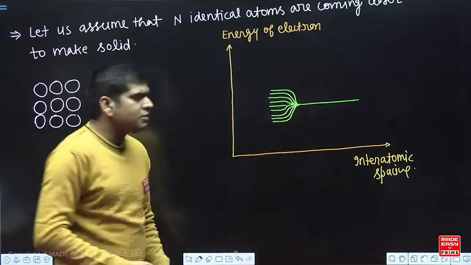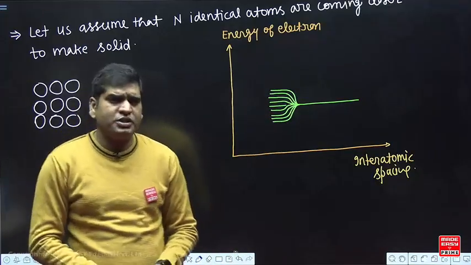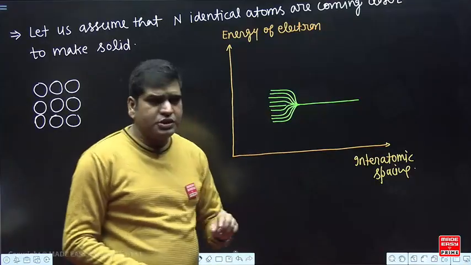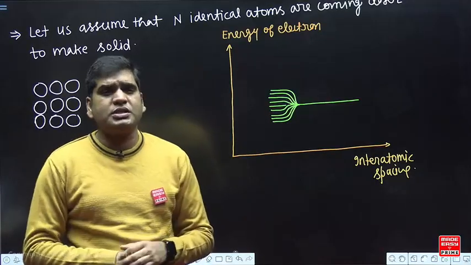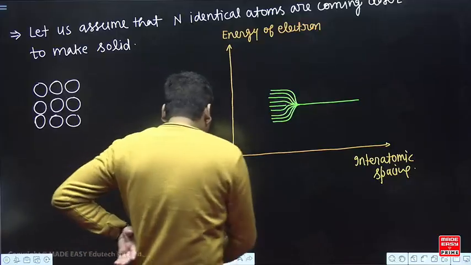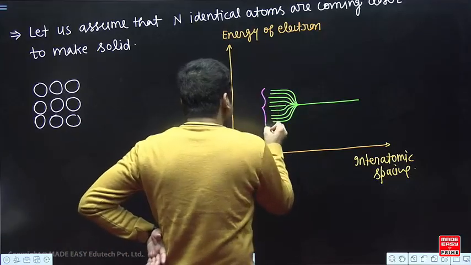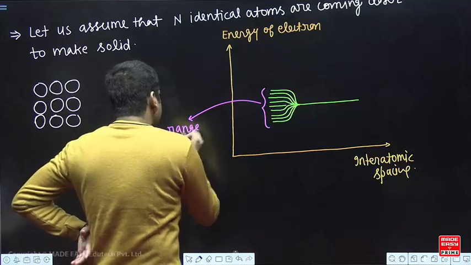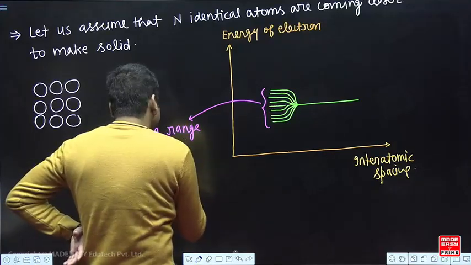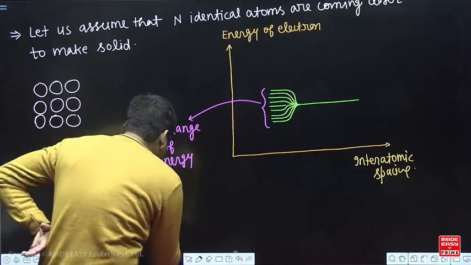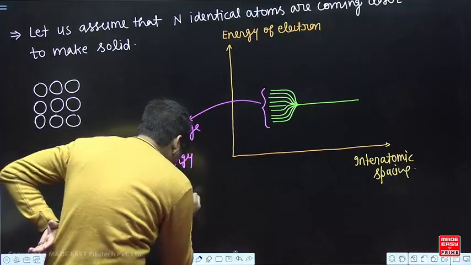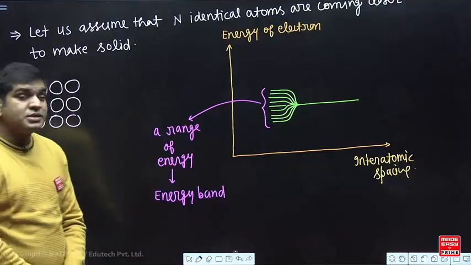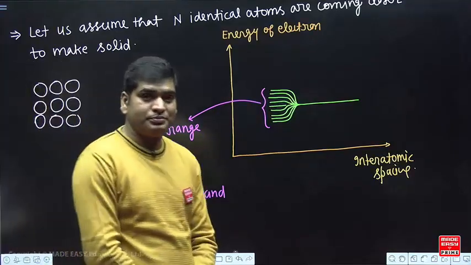These n energy levels are very closely spaced with each other. वो आपको समझाने के लिए मैंने इतना गैप दिखा दिया है दो लेवल के बीच में. Although the gap between two levels is negligible, so we can have a range of energy. This range of energy is known as energy band.